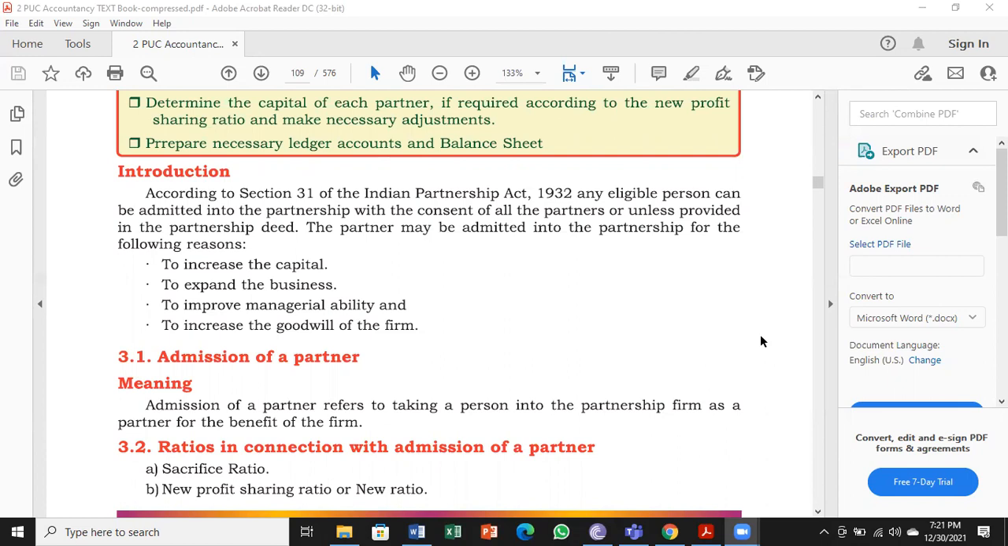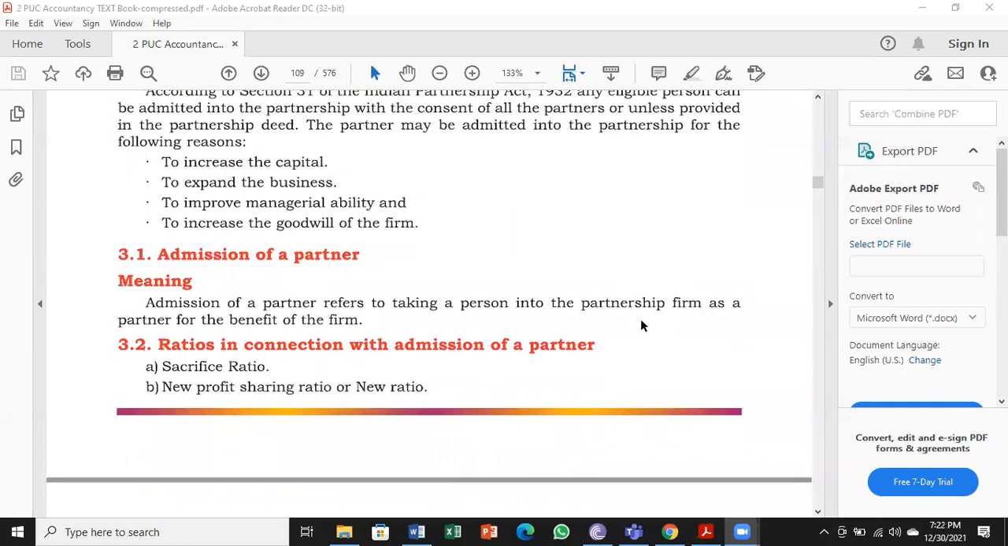Then, to increase the goodwill of the firm. That means partner C may have more connectivity, may be more famous. So when C enters the business, he may become a better known person to others. So new connectivity may be there for purchase of goods, for sale of goods. When a known person is there, the visibility of the business becomes more. People get attracted to the business. Like in advertisements where brand ambassadors are chosen for products and services, here they take a new partner who is known to society. Then they get more business, which increases the value of the business. That is how the goodwill of the firm increases.